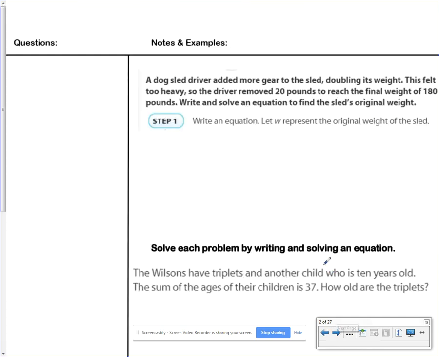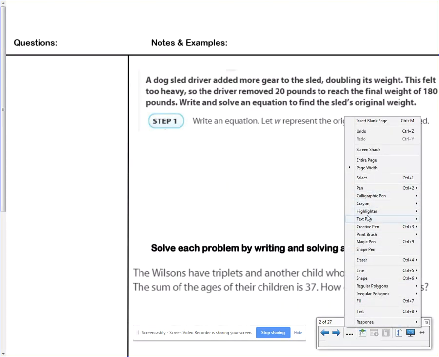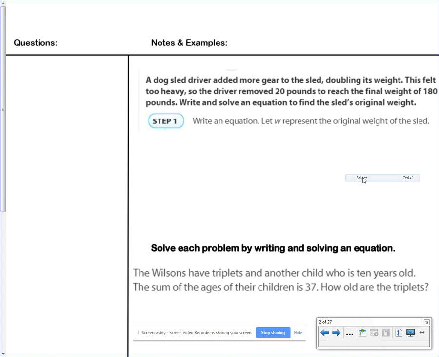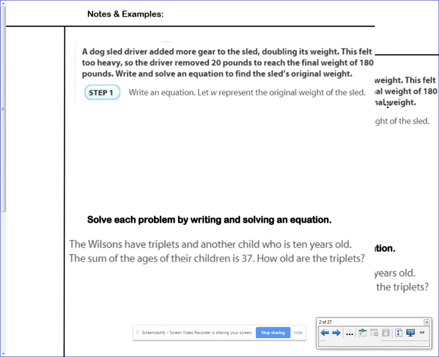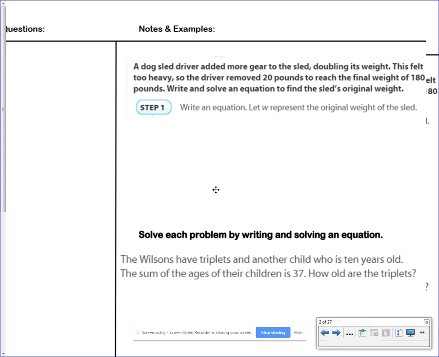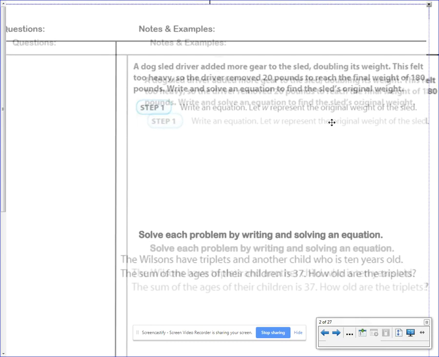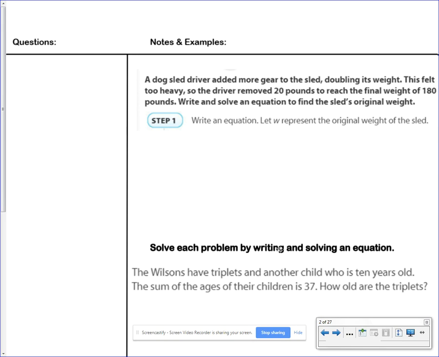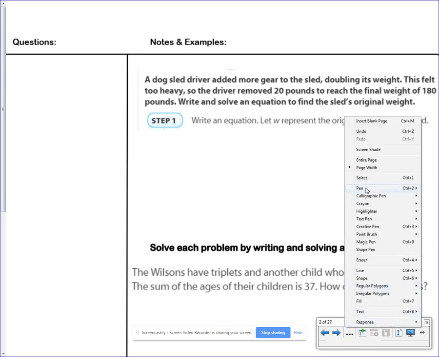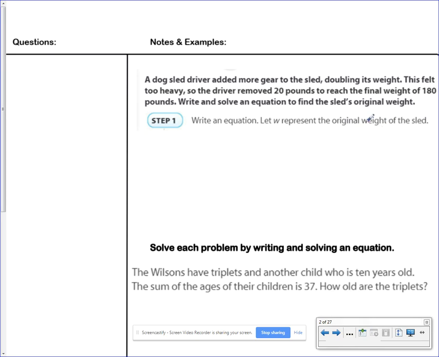All right, turn the page over. Let's look at these. A dog sled driver added more gear to the sled. And I'm going to shift this a little bit so that it's a little easier on the screen to read. This felt too heavy after doubling the weight, so the driver removed 20 pounds to reach the final weight of 180 pounds. Write and solve an equation to find the sled's original weight.